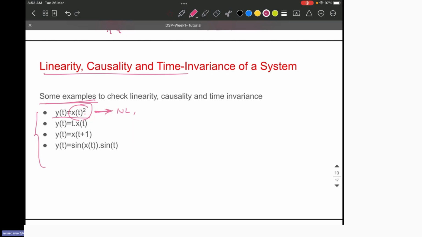What about causality? Is this system causal? Causal means the output should not depend upon the future input, but it can depend upon the past and the present. In this case, if I want to find y of 0, I will need the information of x of 0. So x of 0 is not a future input, it is the present input of the system. Therefore, the system is causal, right? What about the time invariance? Is this system time invariant?